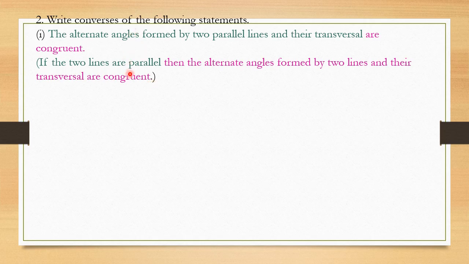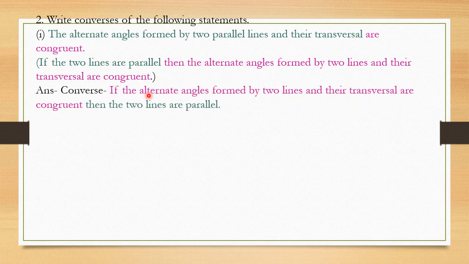Now of this conditional statement we can write down the converse. What we will do is, this green part is going to come in pink form and the pink part will come in green form. So the converse will be: if the alternate angles formed by two lines and their transversal are congruent, then the two lines are parallel. You can see here we have interchanged the position of the if and then statement. So the then part comes after if, and the if part comes after then.